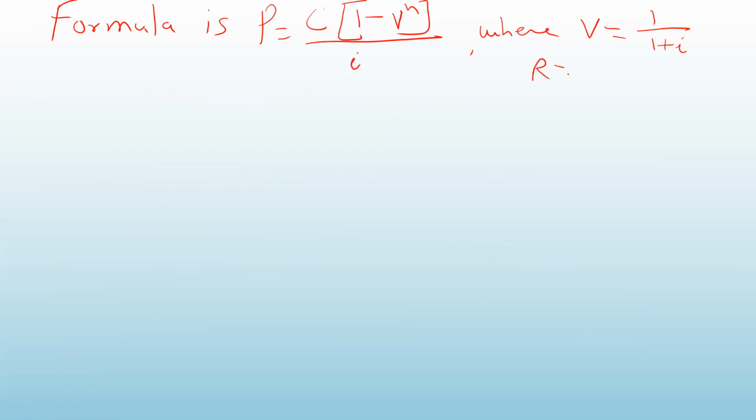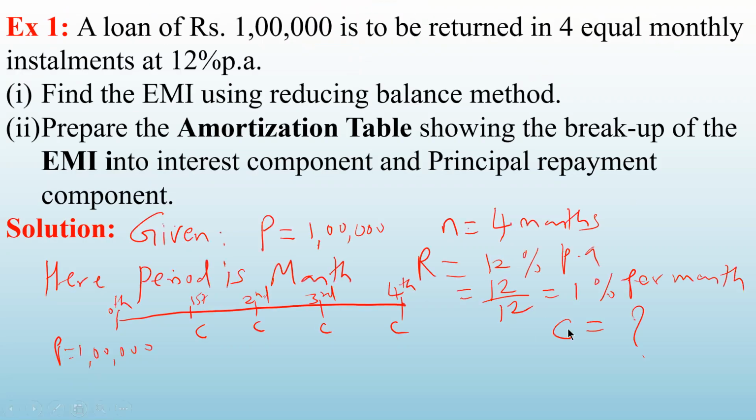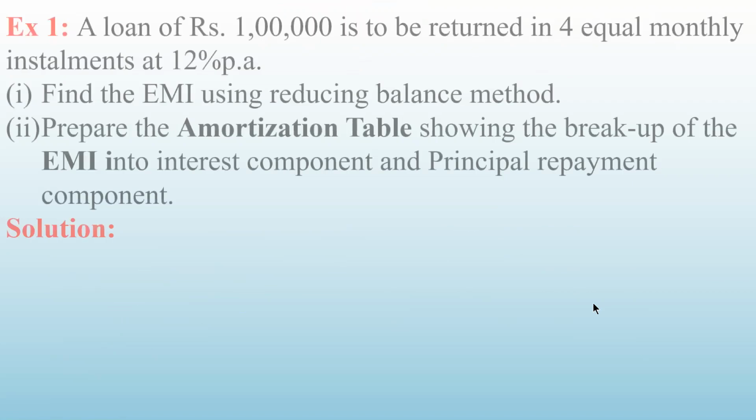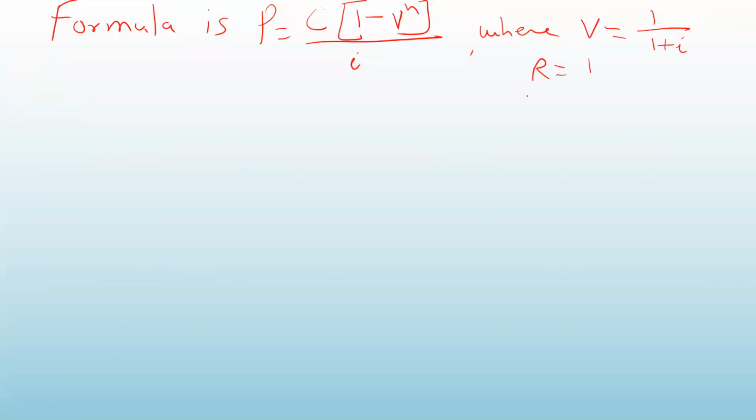What rate R is given to you? R is 1%. Now we will not take 12%, because we have to convert into month. So R is 1, 1% per month. So what is I? I is R upon 100, so it is 1 divided by 100, which is 0.01. What is 1 plus I? 1 plus I is 1.01.